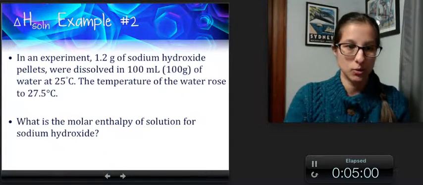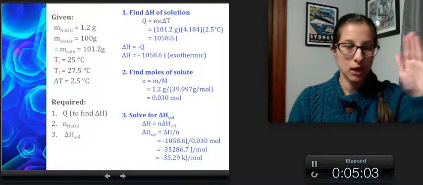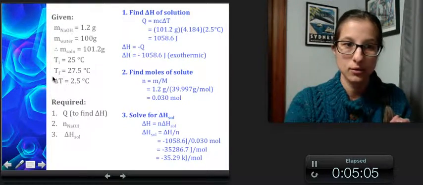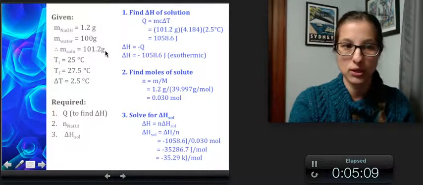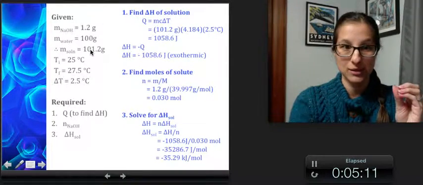Okay, all right, so what are we going to do? Well, we're going to list our givens. Okay, that's what we're listing. These are from the question. From the question, the mass of our solution is the two masses added together.